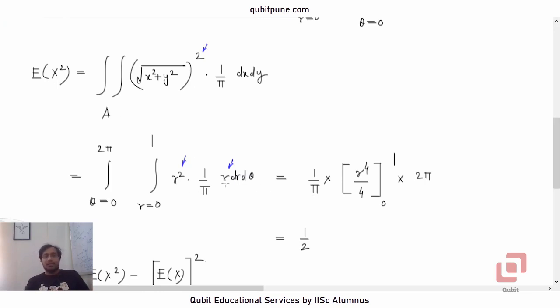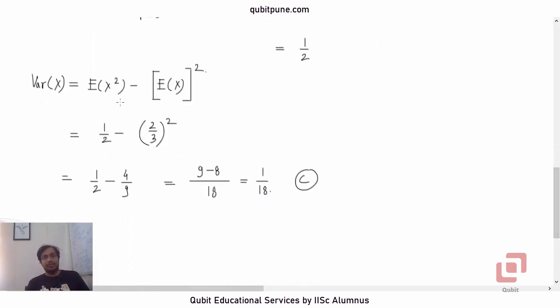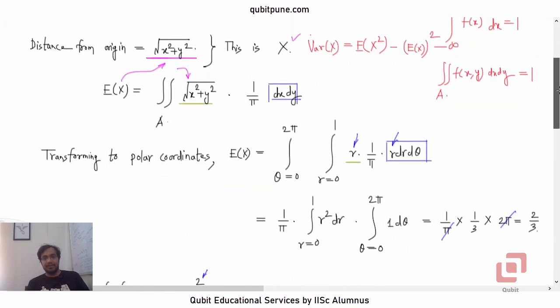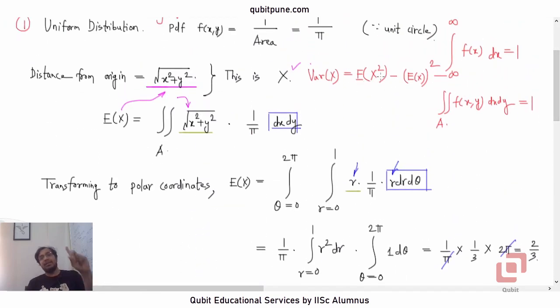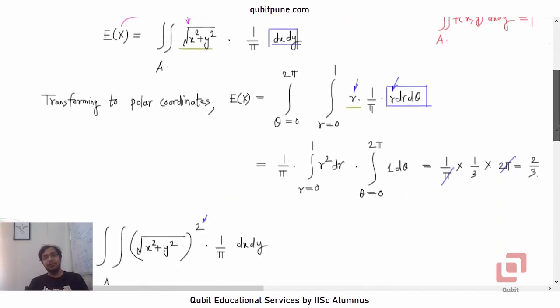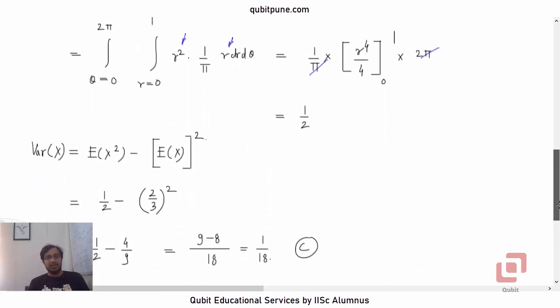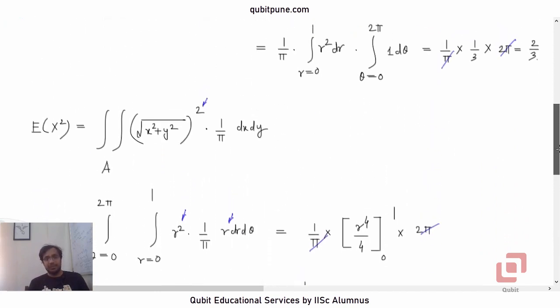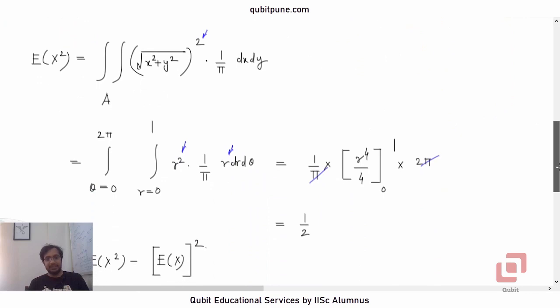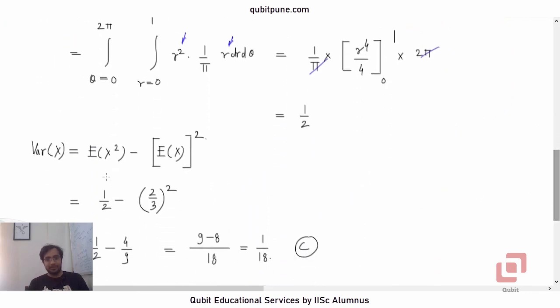So integral of r cube is r raised to 4 by 4, 1 upon pi as it is, and for theta it is again 2 pi. Okay, so pi gets cancelled, so this is 1 upon 2. And now let us go back to the formula that I wrote here. Variance of x is expected value of x squared minus square of the expected value. What is the expected value of x squared? Did we find it? Yes, that's 1 upon 2. That's 1 upon 2 here.